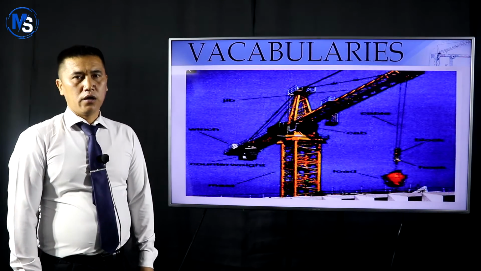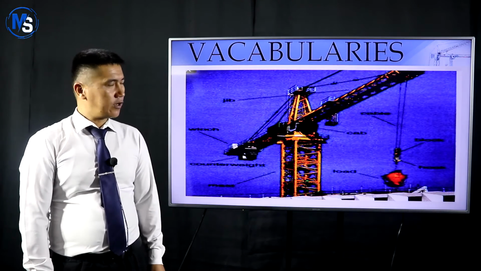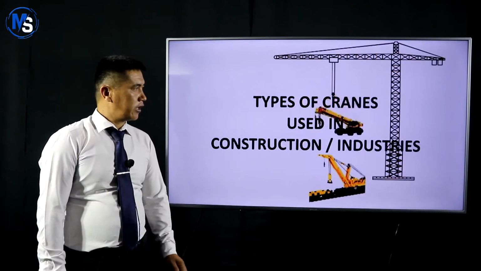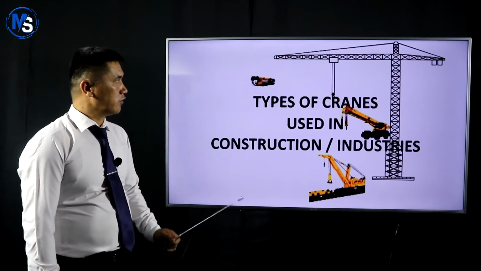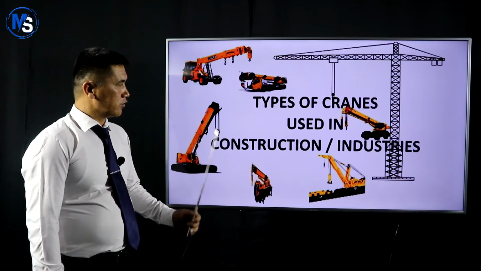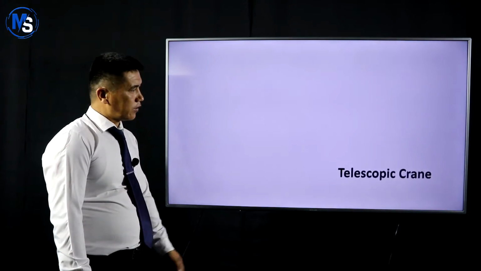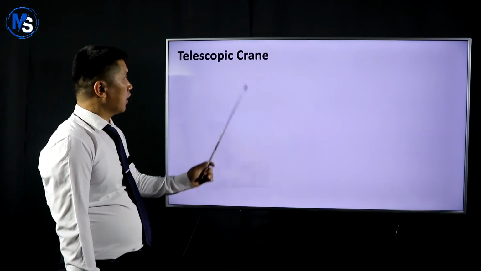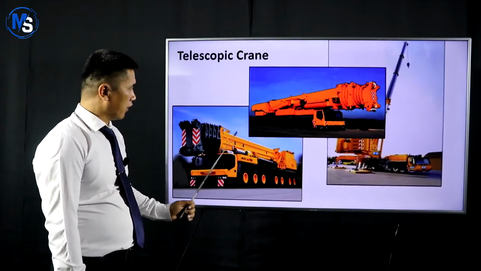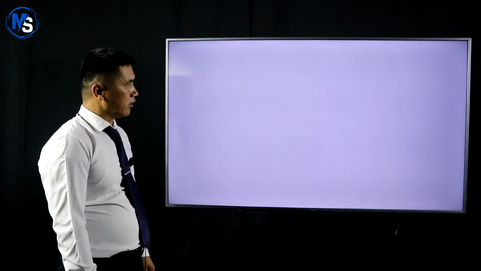Okay. Let's begin. First of all, I'm going to show a video about the types of crane, and it's ready material for you. They are used in the construction industries. The first one is the telescopic crane. This is a very huge and big crane. It's used for apartments and high buildings.